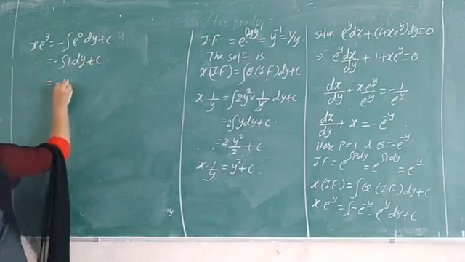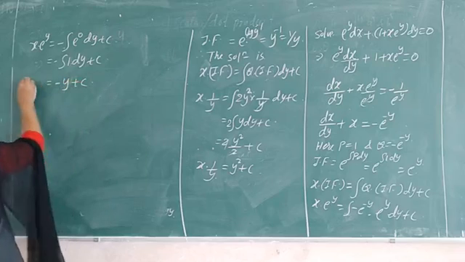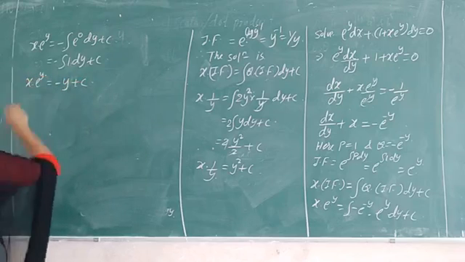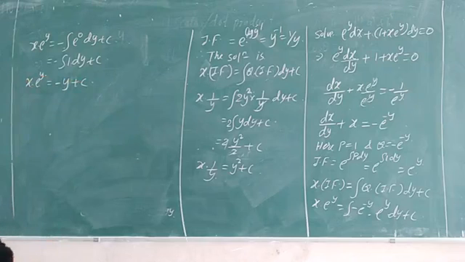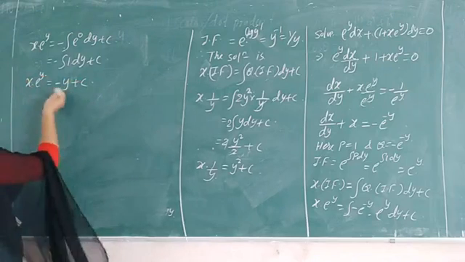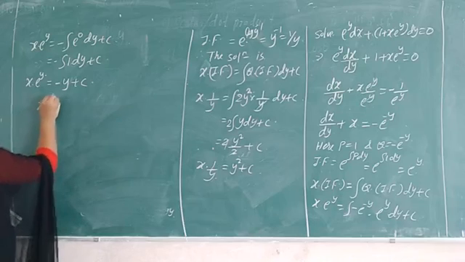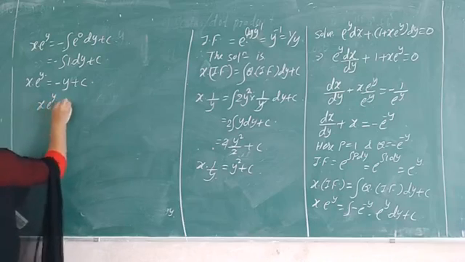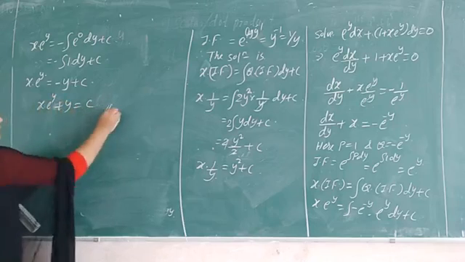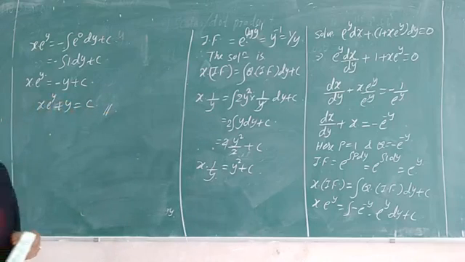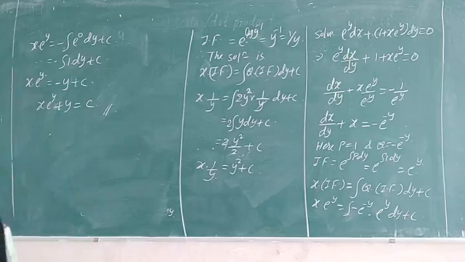Integration of 1 dy is y, plus x into e to the power of y. Or, if you want, take this term on this side, you will get plus. This is x e to the power of y plus y is equal to c, which is the required solution of the given differential equation. Okay, so x into e to the power of y plus y is equal to c.